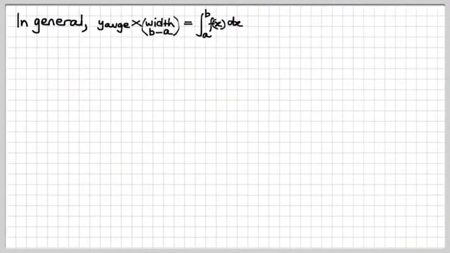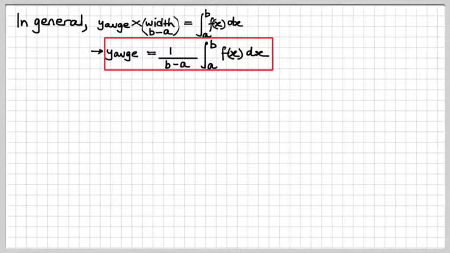Okay, in general, y average times the width of the interval from a to b, which would be b minus a, is equal to the actual integral of the function from a to b, okay? And y average equals 1 over the width times the integral from a to b, okay?